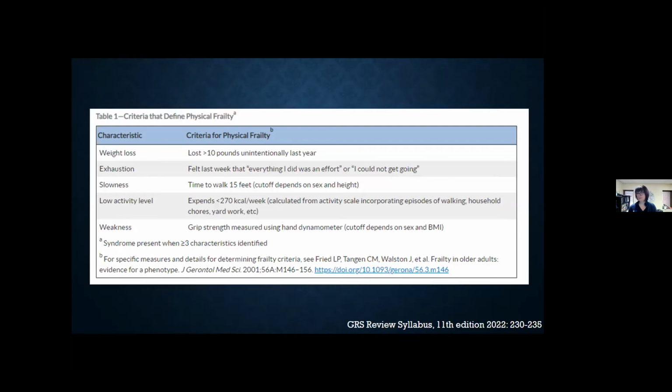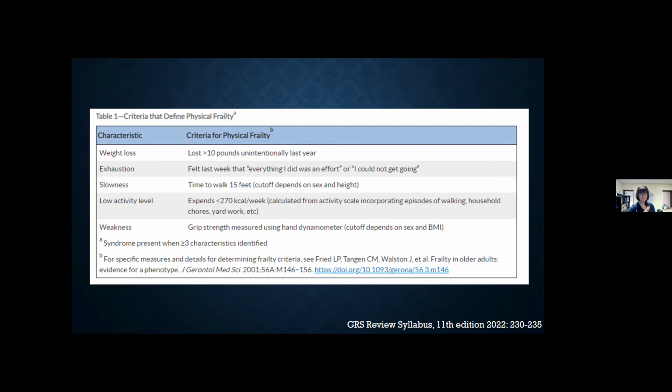Looking at, again, the frailty index in general, there are specific cutoffs along the way. So weight loss, have they lost 10 pounds? Do they feel like everything they do is an effort? What is the walking speed for that 15 feet, and sex and height are variable. So the cutoff on that specifically is variable. How much energy are they actually expending? And then weakness based on a hand dynamometer. And again, that cutoff based on sex and BMI are part of that.